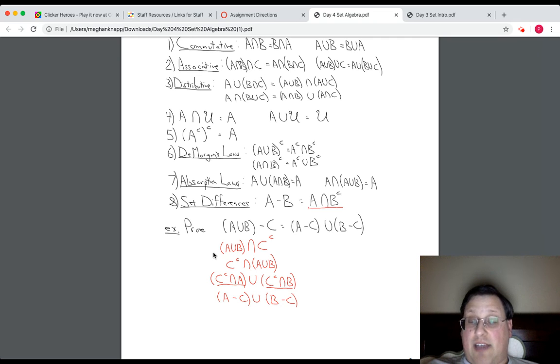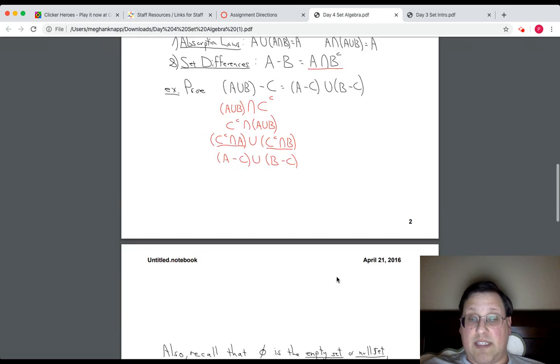As a matter of fact, in a lot of ways, the set theory and logic stuff is very, very similar. Once I've distributed, the intersection of A with C complement is A minus C. The intersection of B with C complement is B minus C. That's what we wanted to get to. So I wanted you guys to become familiar again with using this kind of algebraic argument to prove set statements, much the same way we did with logic at the very beginning of the semester.